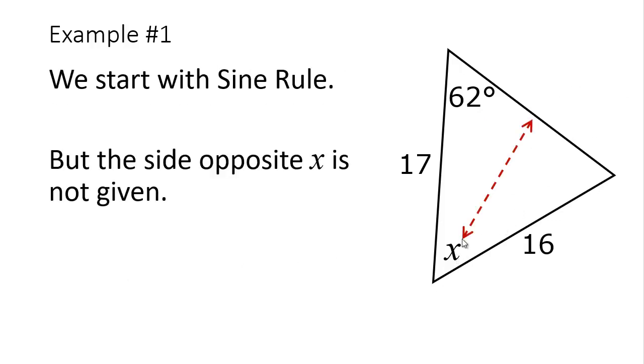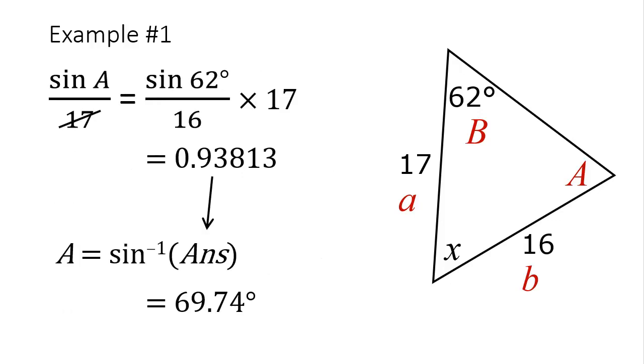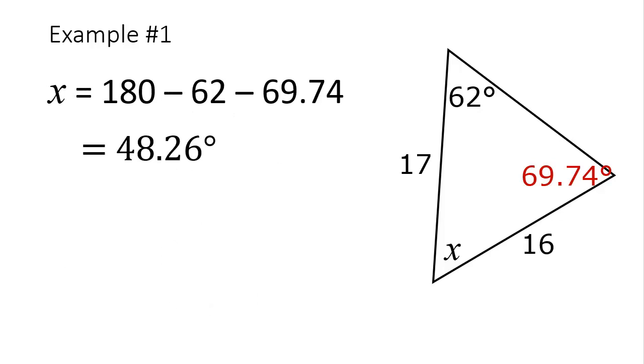we can't find the side opposite x because we need a value there. So we have no choice but to find the third right-hand angle. That's the one for which we've got a value opposite, 17, so we have to find that angle. Label them. The angle that we're trying to find is A, and we stick it in the sine rule, and we get told that angle A is 69.74. Now we use geometry. 3 angles in a triangle add up to 180, and we see that x is 48.26 degrees.